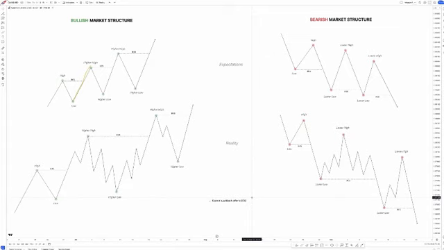So I want you to remember this. Whenever price creates a break of structure, expect a pullback. Anticipate a pullback to happen soon.